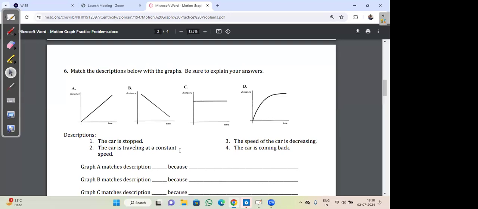I think for B it's the car is coming back, and D shows the speed of the car is decreasing. Okay. So D says the speed of the car is decreasing, and B shows the car is coming back.